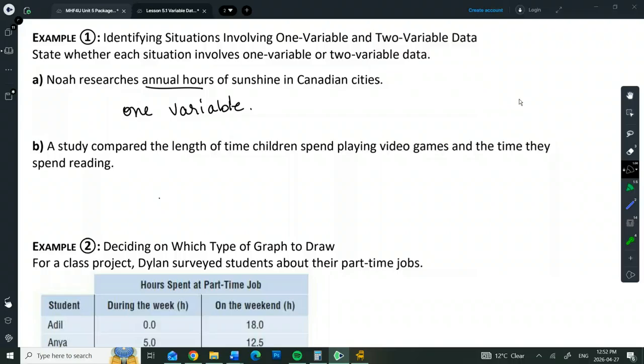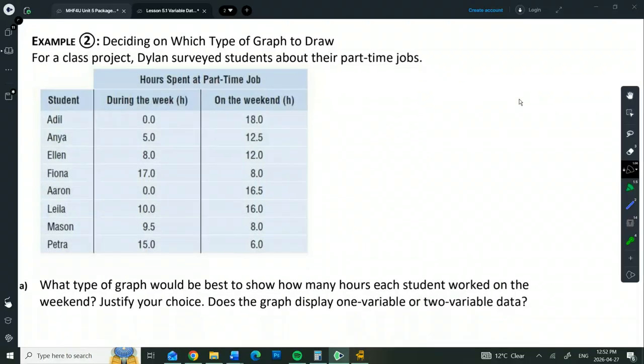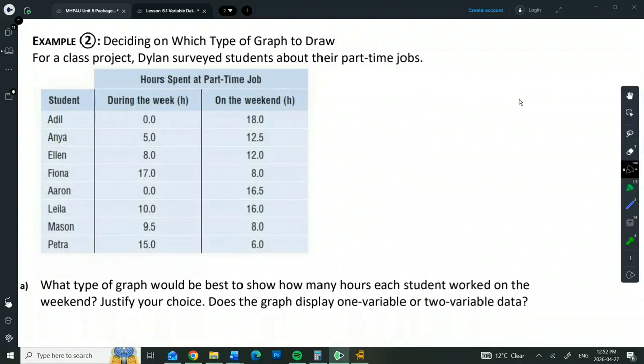Okay, a study compared the length of time children spend playing video games and the time they spend reading. Is this two variables or one variable? Yes. Length of time playing video games and time they spend reading. Two different variables. Perfect. Okay, so let's talk about what types of ways we can represent data that's shown here.